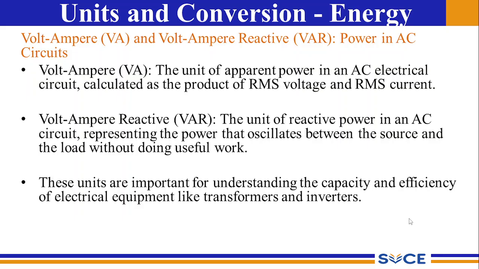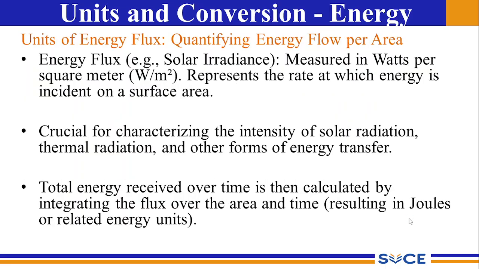So now we have talked about the basic unit systems, and now we are going into something called energy flux. All units are talked about with reference to certain mass or certain time or certain volume. So everything is with respect to something. Okay. So energy flux. In terms of solar radiation, it is measured in watts per square meter. It represents the rate at which energy is incident on a surface area. So it is very commonly used for solar radiation.